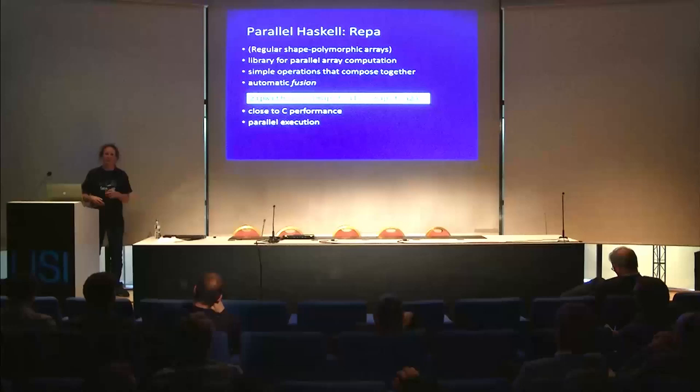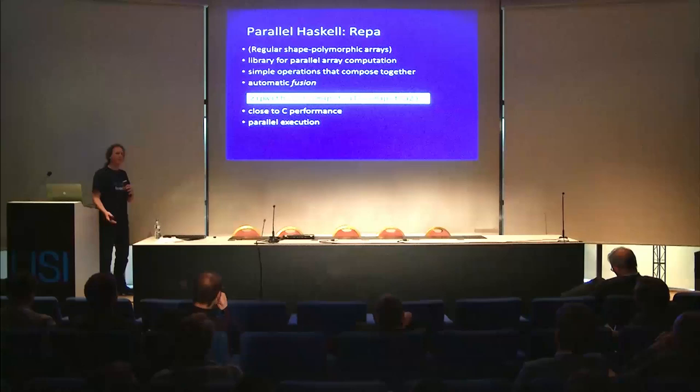So in fact, behind the scenes, this library manages to fuse away all of those intermediate arrays. No matter how deep you nest your expression, it manages to fuse all that away into a single tight loop, and you get close to C performance, even though you're using a nice abstract high-level library. And furthermore, it parallelizes automatically. There's one function called computeP, I think, that you use at the top. And if you use that, then it computes all of the array elements in parallel on however many cores you give it. So it's a very nice library.